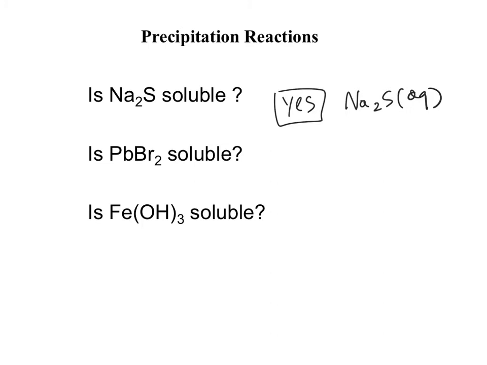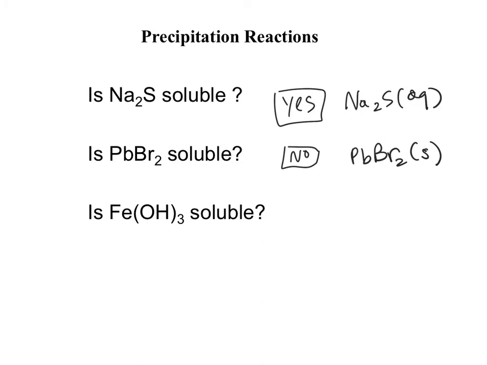You go back to the last slide. Lead bromide was listed as one that is insoluble. You say no. So this one would be PbBr2 solid. You don't break it up. You leave it as the solid.